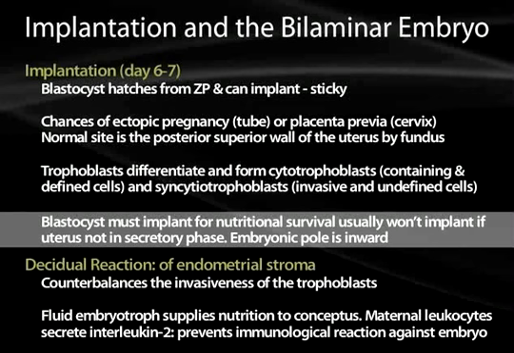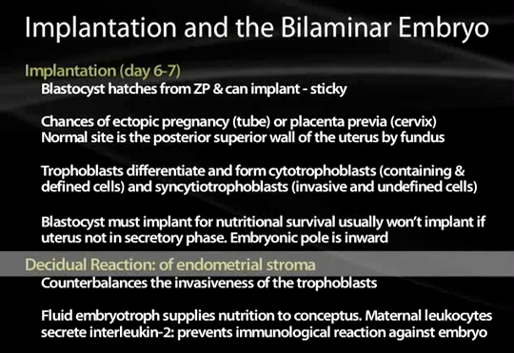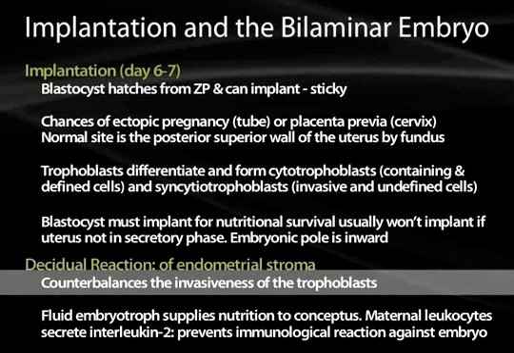And one important feature of this is that it goes through the decidual reaction, which is an endometrial stroma that becomes high in glycogen and other enzymes, which will counterbalance the invasiveness of the trophoblast. So if the decidual reaction does not occur properly, there's the potential for the trophoblast to become hyperinvasive and actually cause some choriocarcinomas.